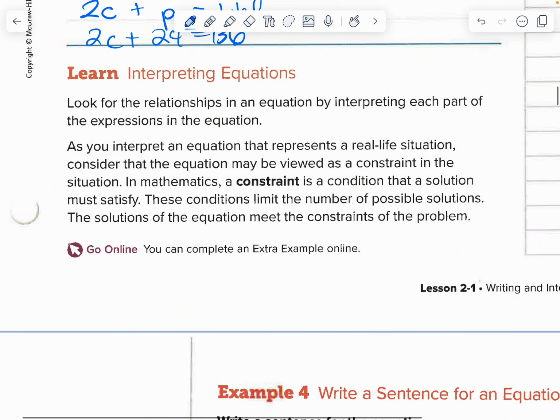Okay, so look for the relationship in an equation by interpreting each part of the expression. As you interpret the equation that represents a real-life situation, consider the equation may be viewed as a constraint in the situation. A constraint is a condition that the solution must satisfy. So if we're talking about the length of something, that means that I'm not going to have negative numbers. If I'm talking about the weight of something, we're not going to have negative numbers. So you have to be careful with the constraints.